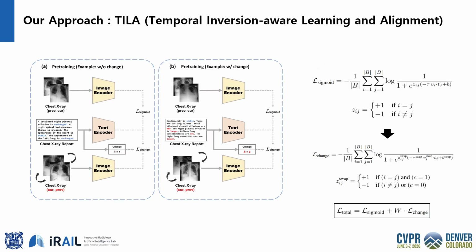Now that we have the change labels, we pre-train with a SigLIP objective. Standard SigLIP treats diagonal image-report pairs as positives and everything off-diagonal as negative. In parallel, we encode the swap pair: current first, prior second. Here's the key change. The swap pair is positive only if there is no change in the report. If the report describes change, even the diagonal pair becomes negative, because the swap reverses the described progression. We add the two losses.